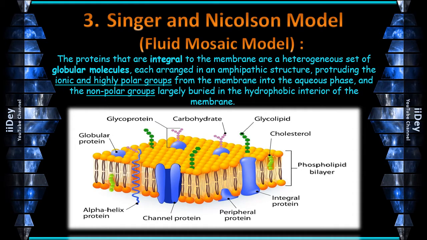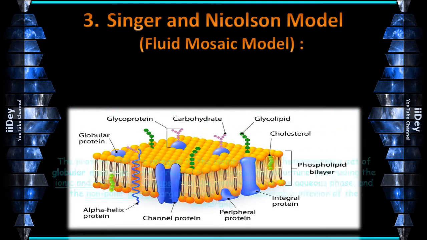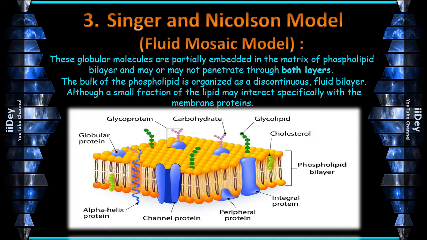The proteins that are integral to the membrane are a heterogeneous set of globular molecules, each arranged in an amphipathic structure, protruding the ionic and highly polar groups from the membrane into the aqueous phase, and the nonpolar groups largely buried in the hydrophobic interior of the membrane. These globular molecules are partially embedded in the matrix of the phospholipid bilayer, and may or may not penetrate through both layers. The bulk of the phospholipid is organized as a discontinuous, fluid bilayer, although a small fraction of the lipid may interact specifically with the membrane proteins.